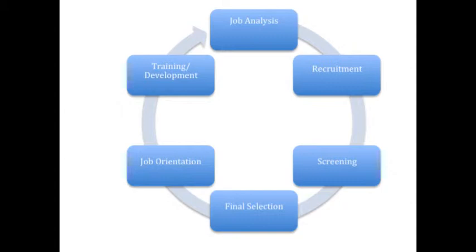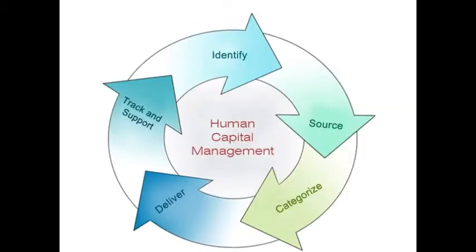It's a nice model that comes from an ebook that I'll upload: Job Analysis, Recruitment, Screening, Final Selection, Job Orientation, and then the training, and it starts all over again. And here's another nice model. I like this because it shows it better as cyclical. It doesn't ever stop, but you do start at identify, which is the job analysis.